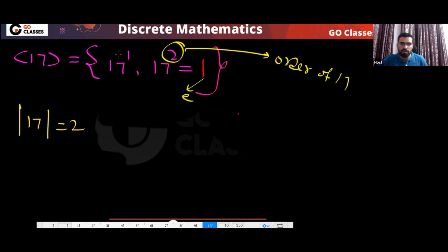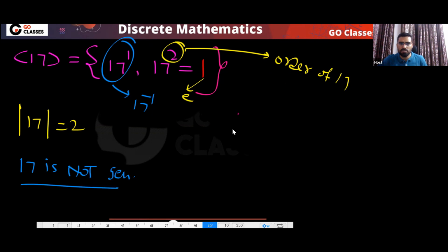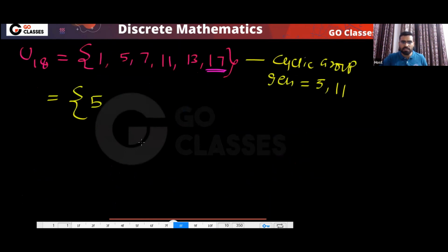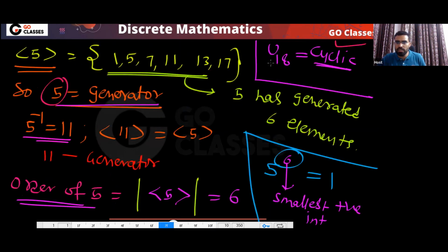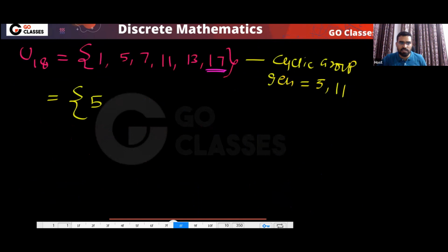And what is the inverse of 17? This will be the inverse of 17. So I can say 17 is not a generator. So finally, what are the generators for this U18? Only 5 and 11. So only 2 generators you have: 5 is a generator and 11 is a generator.